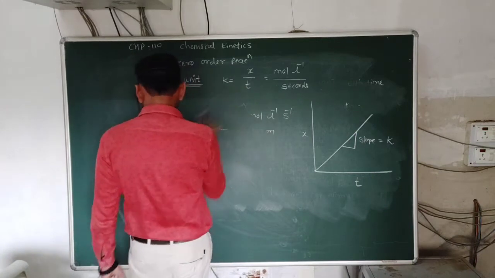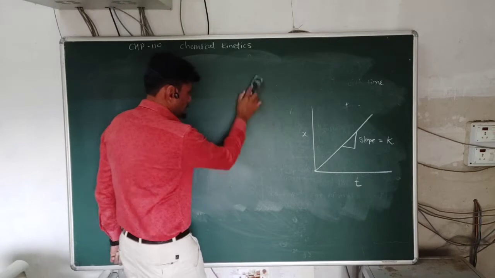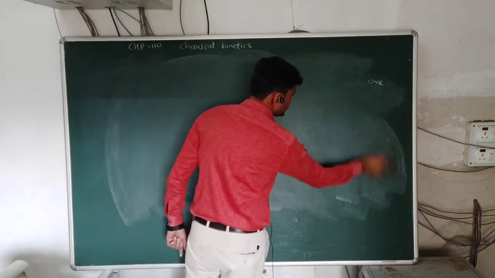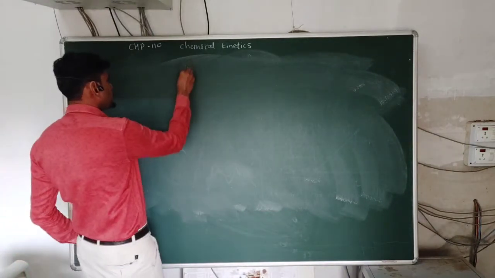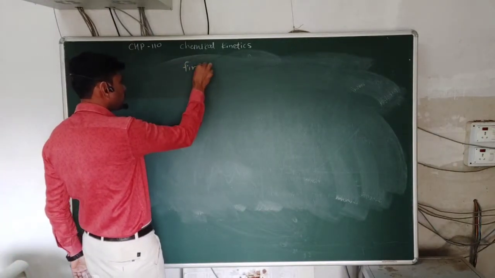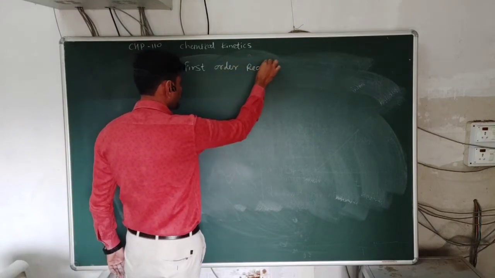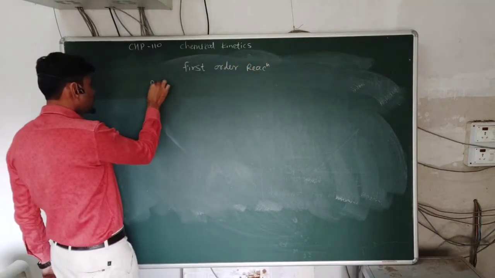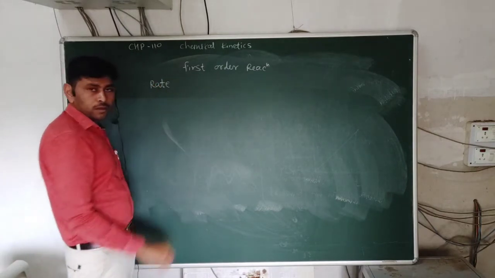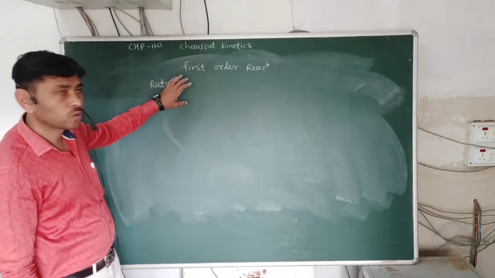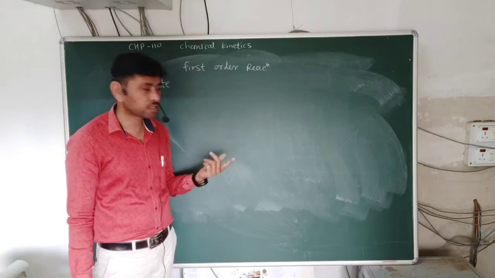Now we have to study the first order reaction. A first order reaction can be defined in this way: the rate of this reaction is proportional to, or depends on, the concentration of one reactant concentration term only.